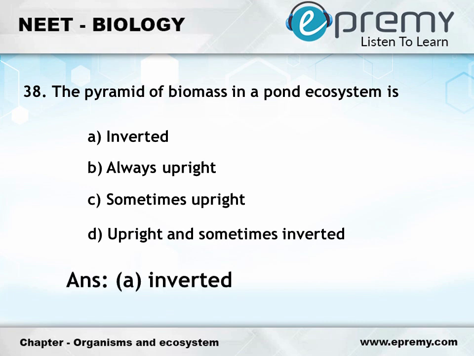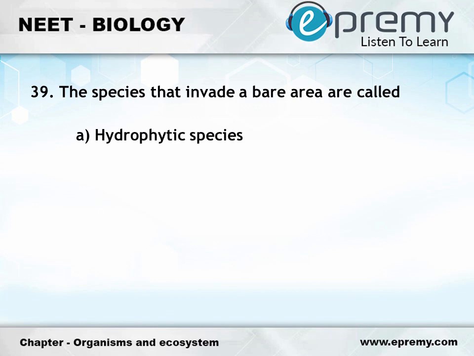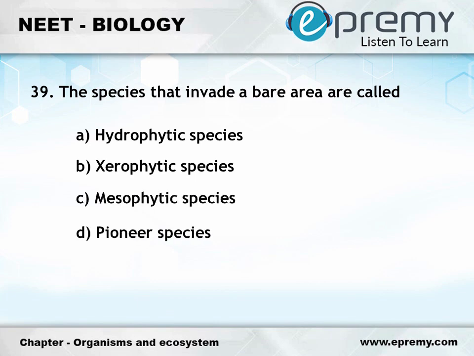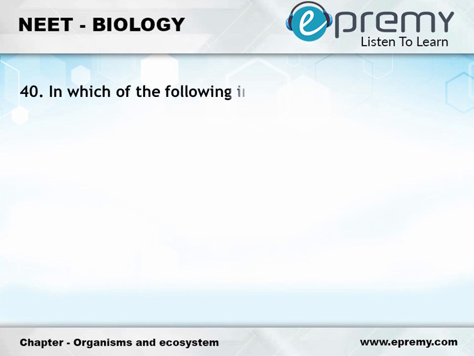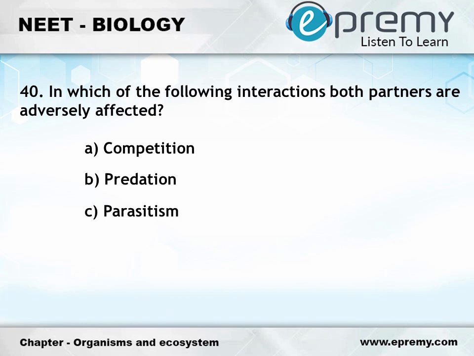Inverted. Question number 39. The species that invade a bare area are called option A, hydrophytic species, option B, xerophytic species, option C, mesophytic species, option D, pioneer species. The answer is option D, pioneer species. Question number 40. In which of the following interactions both partners are adversely affected? Option A, competition, option B, predation, option C, parasitism, option D, mutualism. The answer is option A.